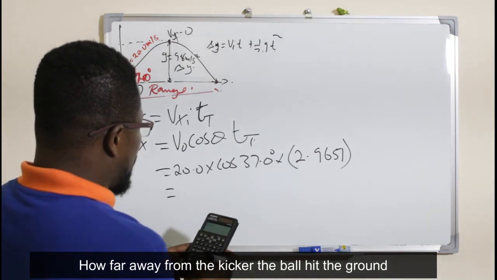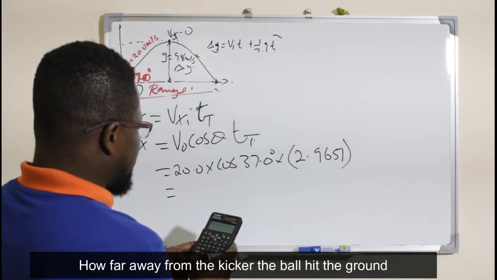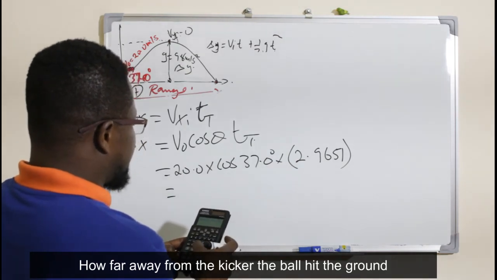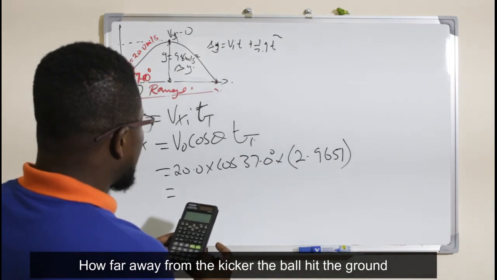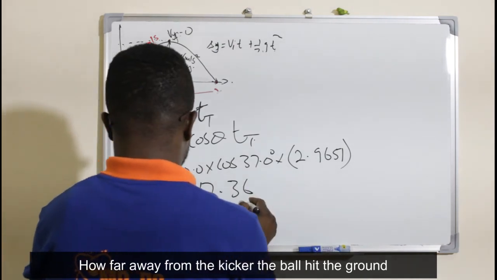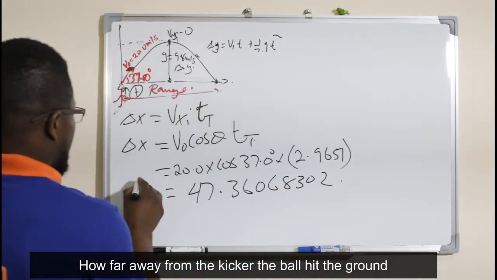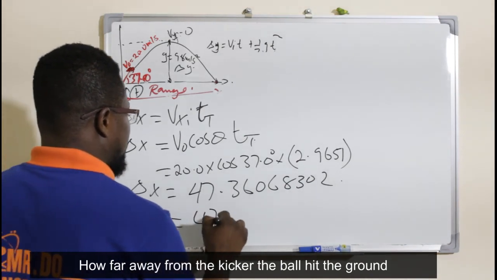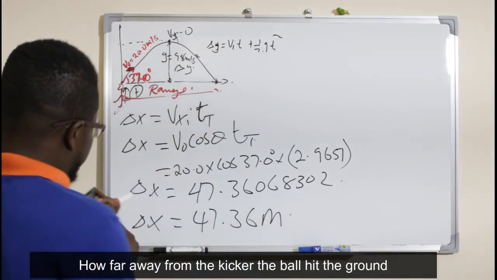So this is 20.0 multiplied by cos 37.0 multiplied by 2.9651. So what are we getting in all? We are having 47.36068302. So I'm writing my final answer in 2 decimal places. That is 47.36 meters.